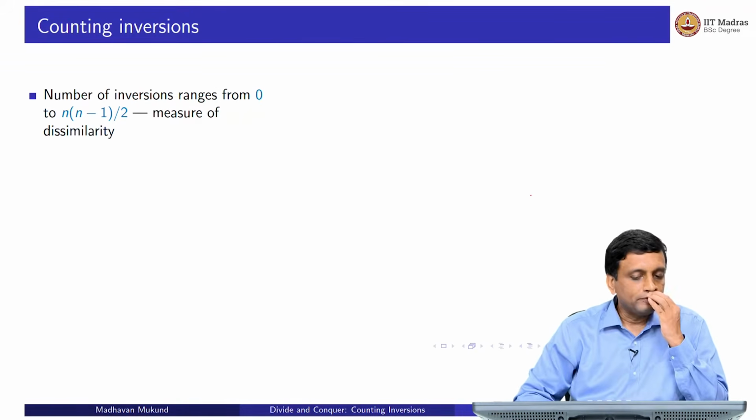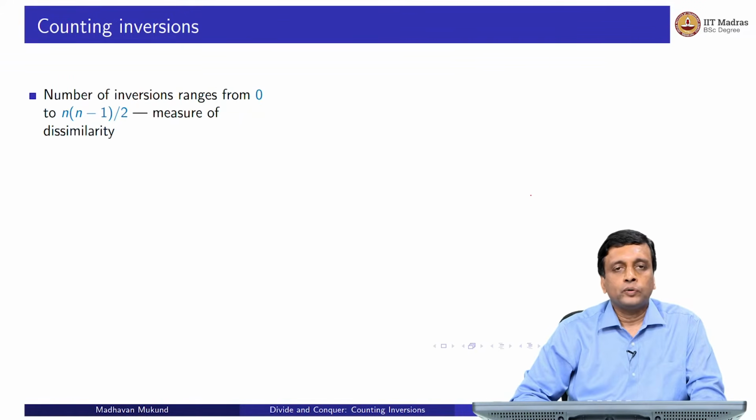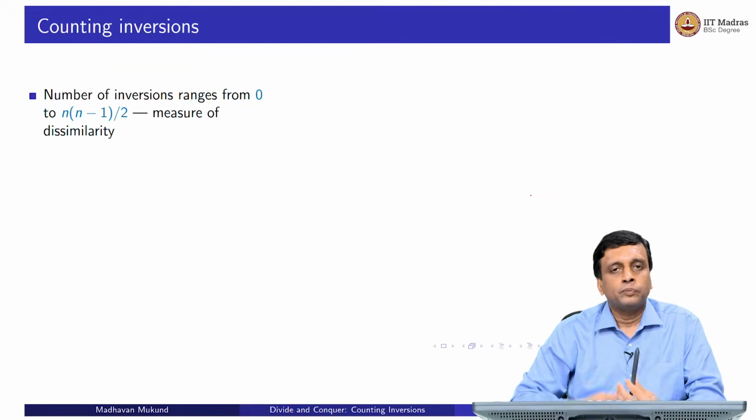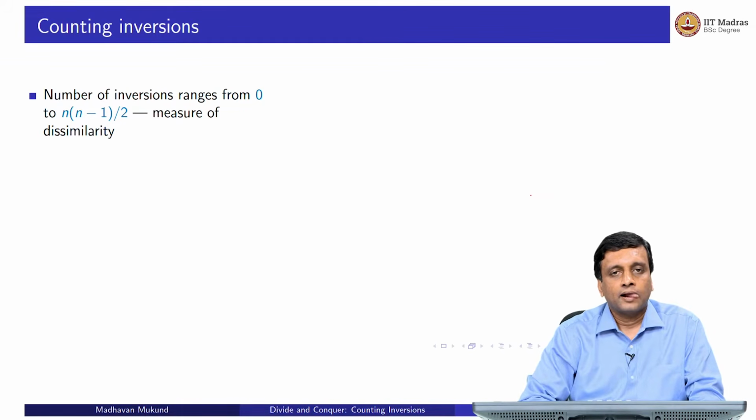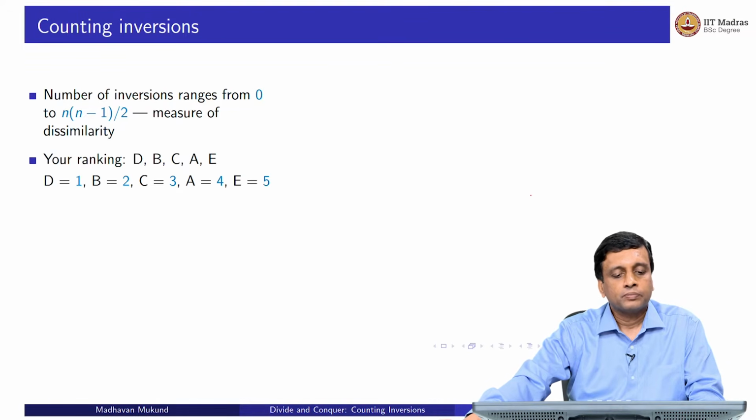So as we said, the number of inversions ranges from 0 to n into n minus 1 by 2. So there could be order n squared inversions. And our goal is to determine this dissimilarity. So we want to actually count the number of inversions in order to give a number, to quantify this similarity between two people.